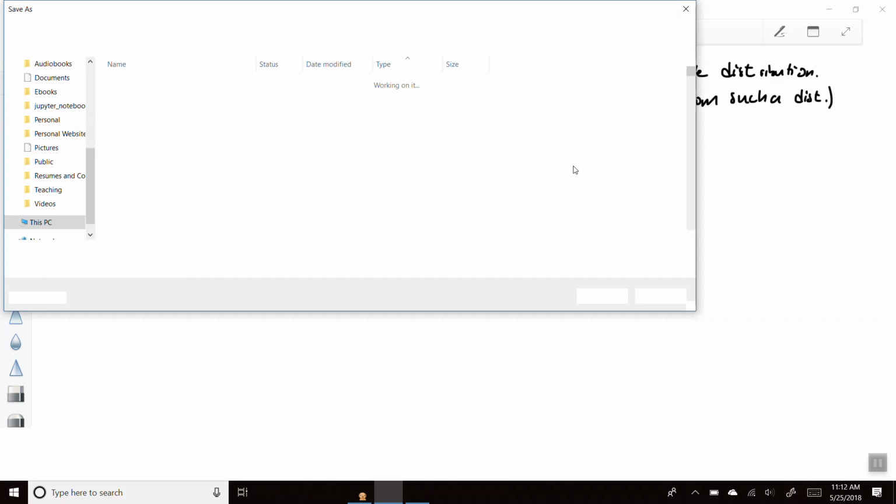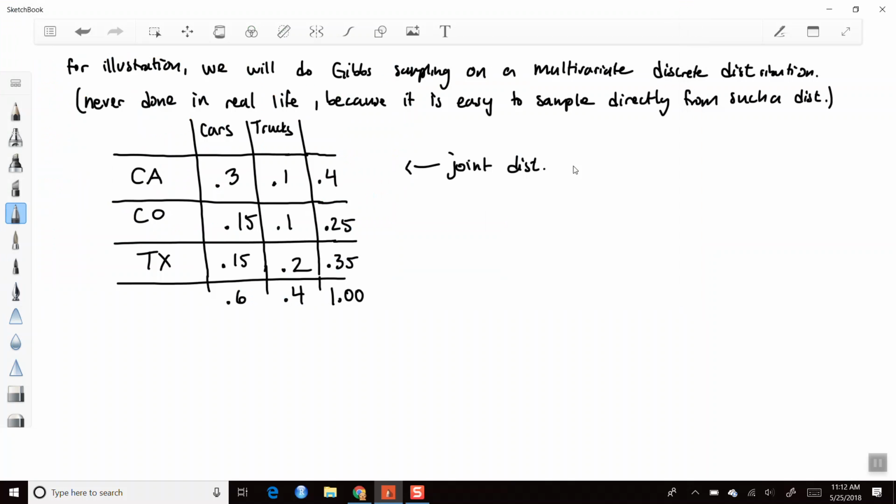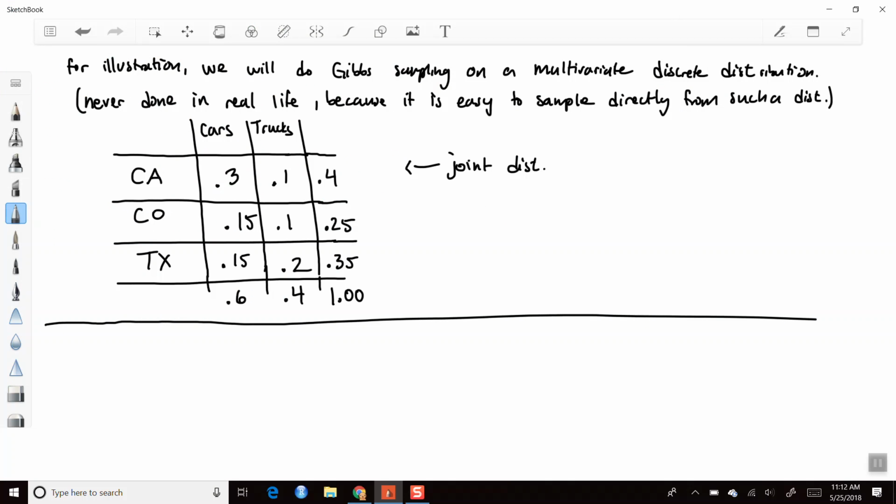Again, in real life, it's very easy to sample from the joint distribution directly. But we are going to do Gibbs sampling, which we would not do in real life. For illustration, we can illustrate the concept of starting at some point and then drawing from univariate conditional distributions. Let's say our initial point is, we'll say the state is x1 and the vehicle is x2. So the initial point is x1 equals California and x2 equals cars.